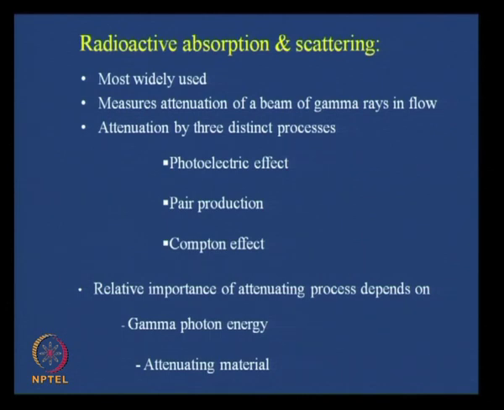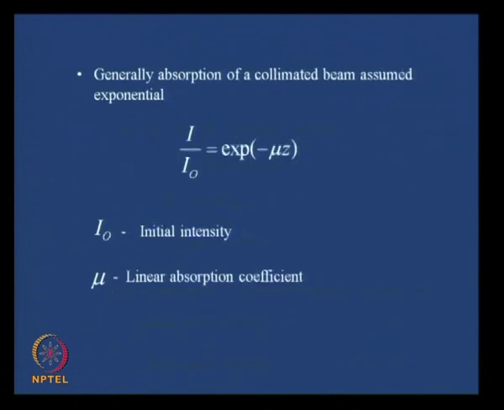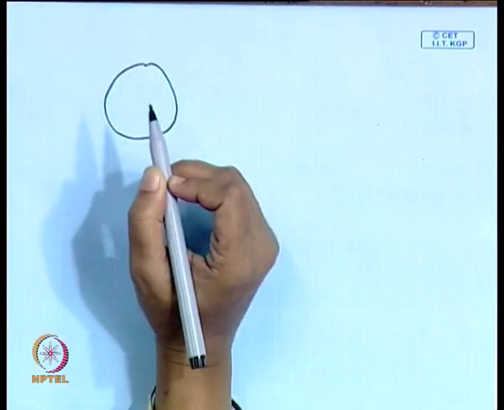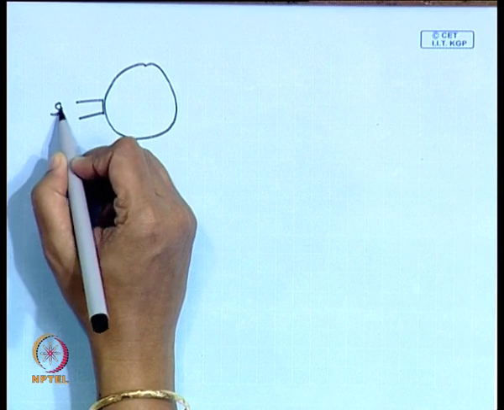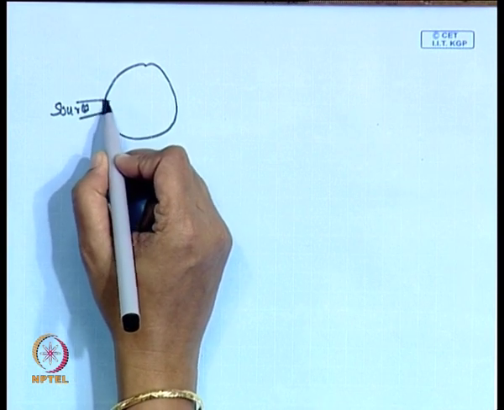Now, what is this radioactive absorption and scattering technique? Usually the technique measures the attenuation of a beam of gamma rays during flow. What happens? We have a source. So, suppose we have the channel cross section. Here we have a source of gamma radiation. This emits gamma rays.